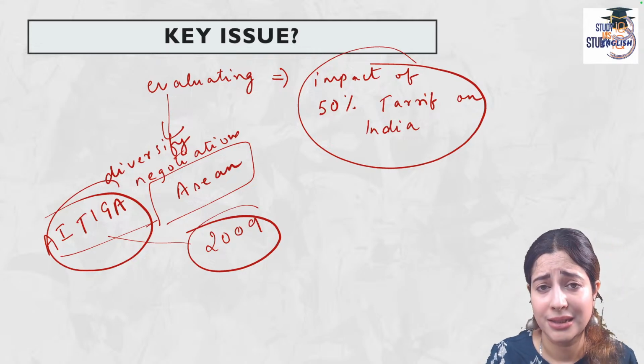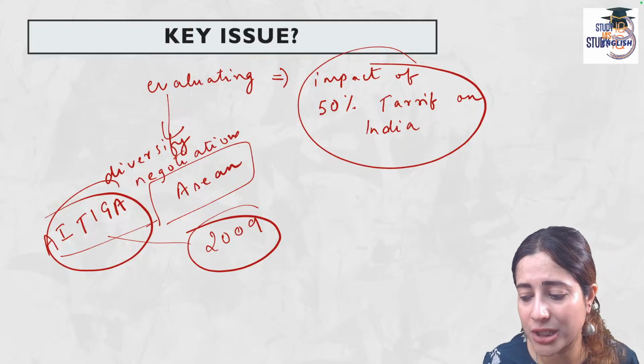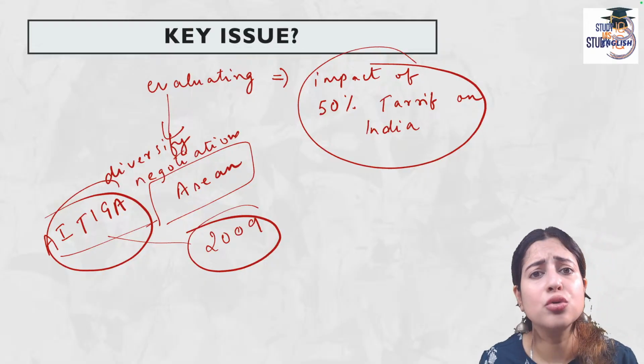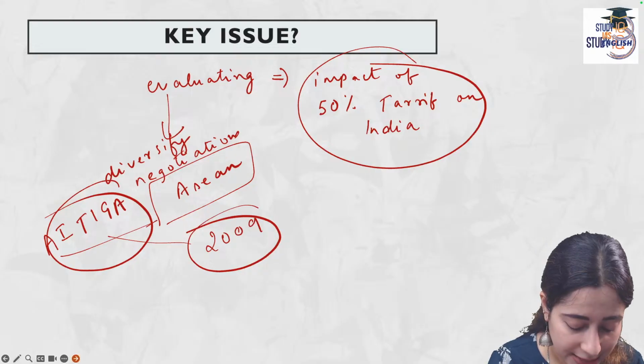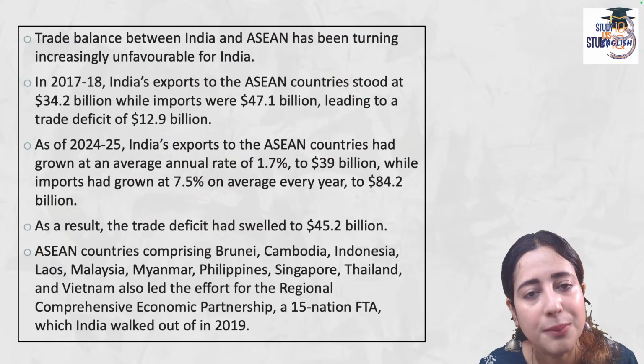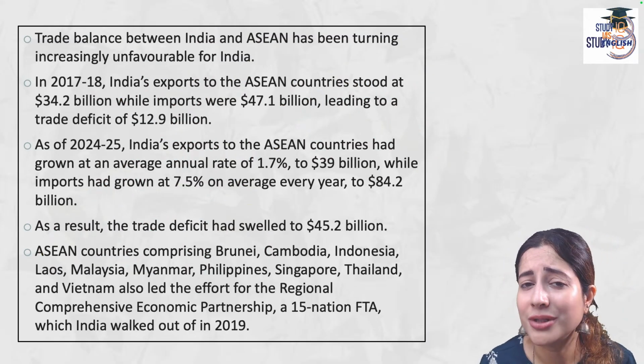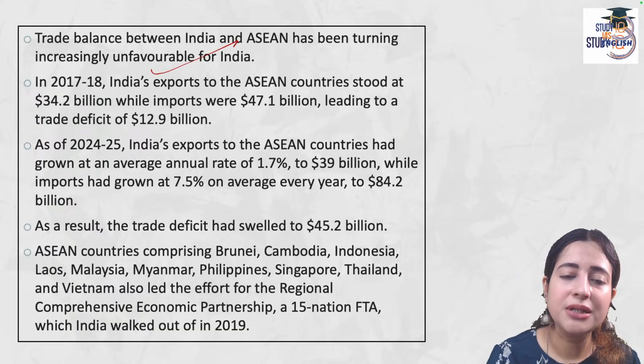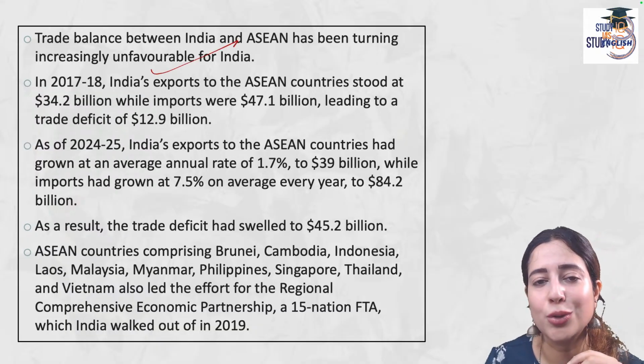But suddenly, the Ministry of Commerce and Industry has changed its idea. Today it says no, we are open to this deal. This sudden change of heart is a compulsion actually. Because unfortunately, if you see the reality, the trade balance between India and ASEAN is not good.